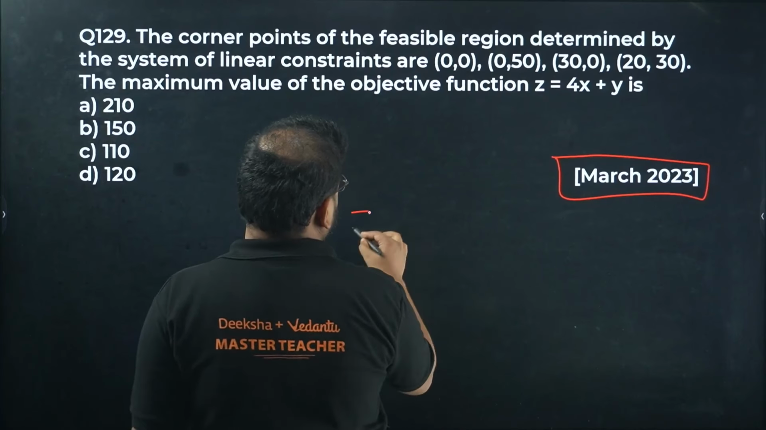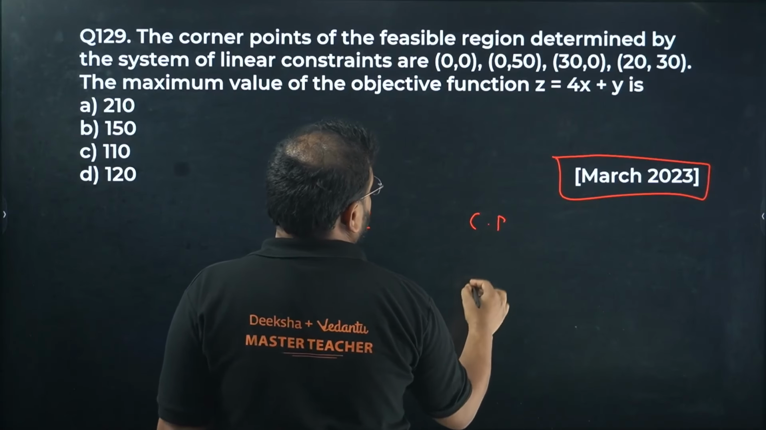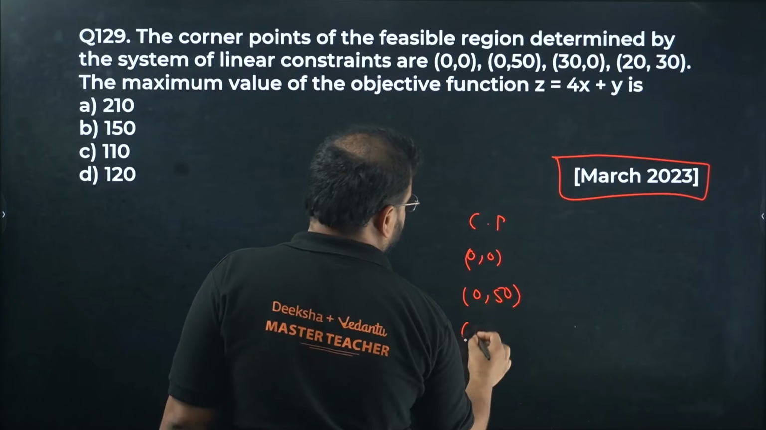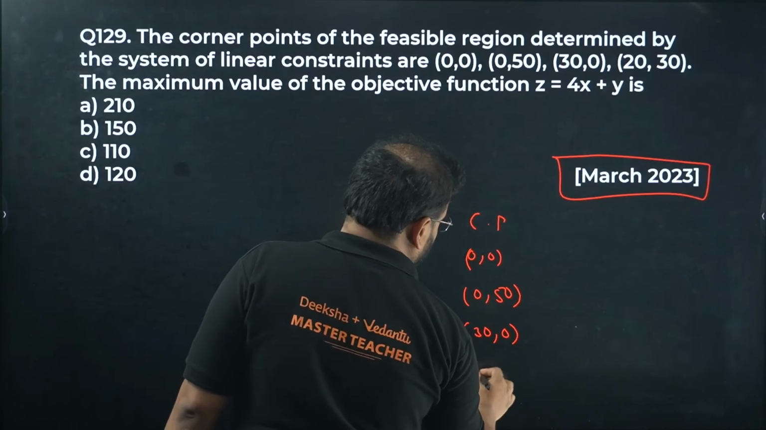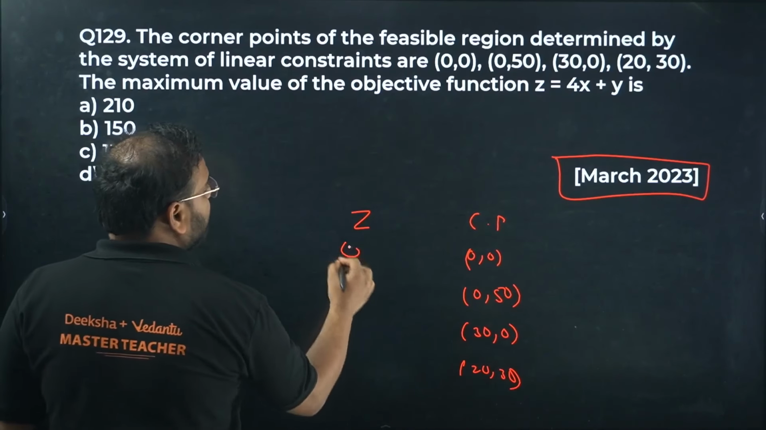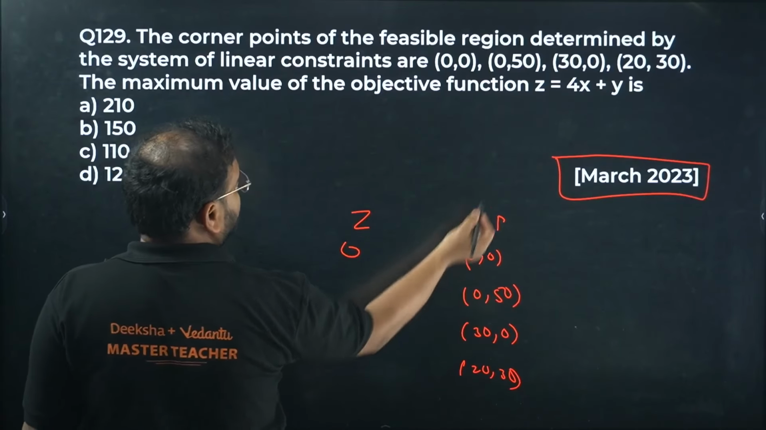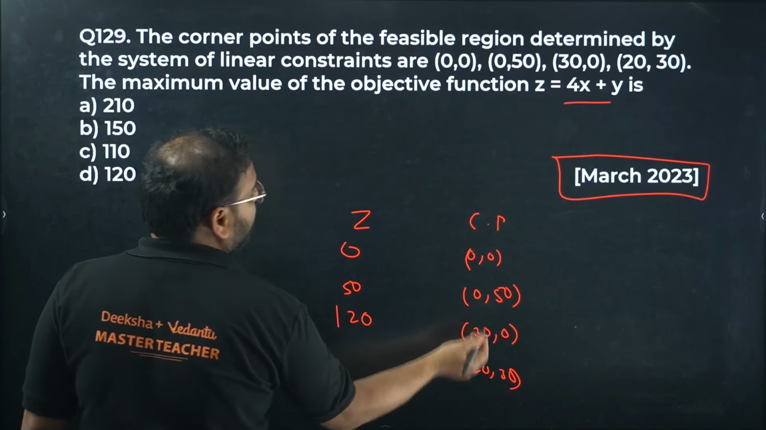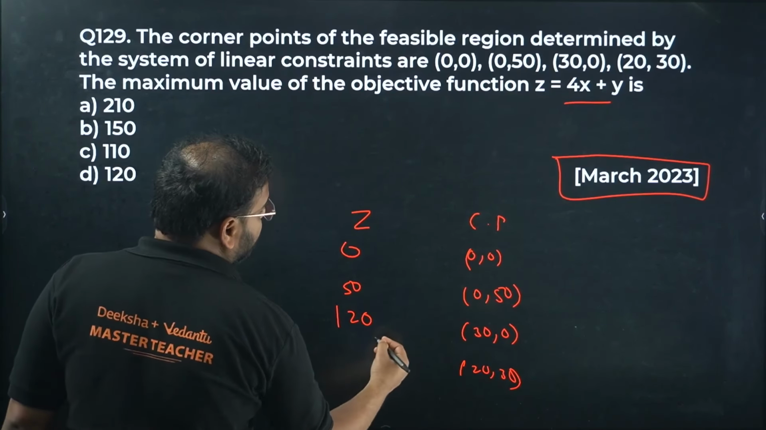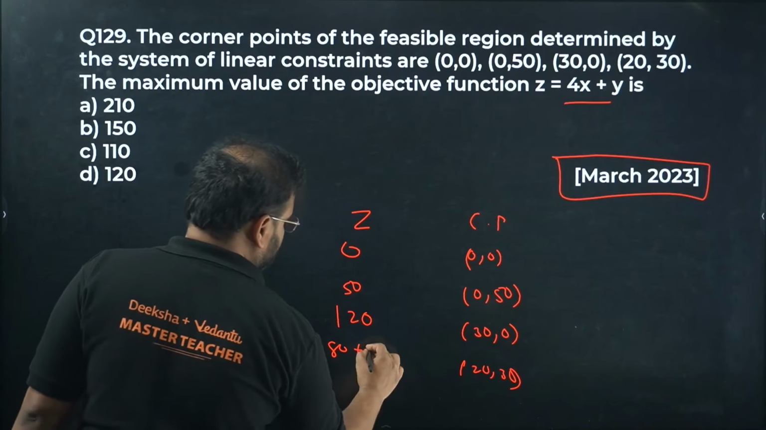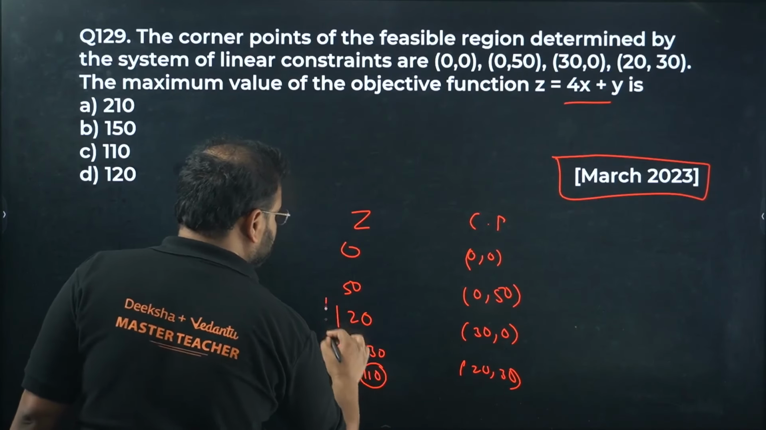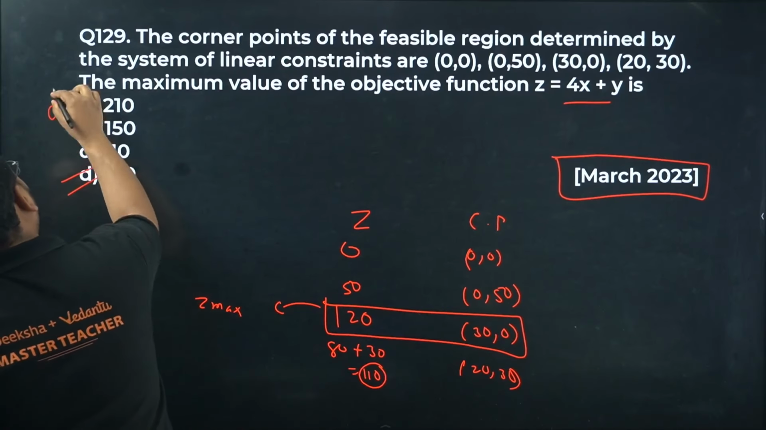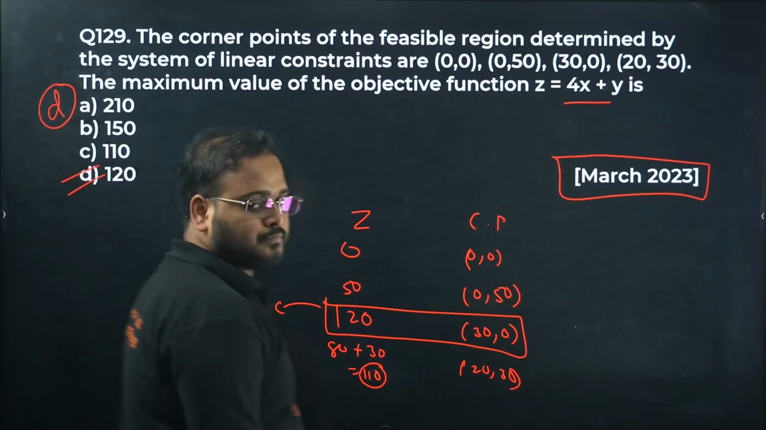Okay. Let's try. Z is here and corner points over here. So 0, 0 we will not take, it's no point. 0, 50 we can take. 30, 0 we have. And 20, 30 we have. Let's cross check now. 0, 0 will be 0. 0, 50: the function is here, so this will be 50. 30, 0: 120, 30 into 4 is 120. 20, 30: 20 into 4 will become 80 and 30 is what? 110. Clearly the maximum value, this is my Z max as 120. Option D is correct. Have a look. Option D is correct.